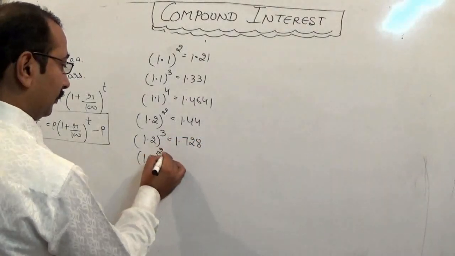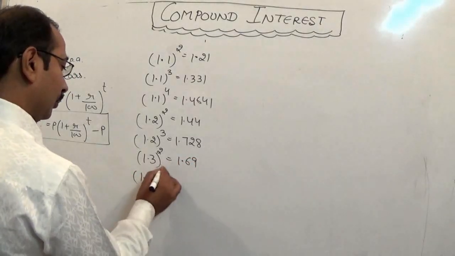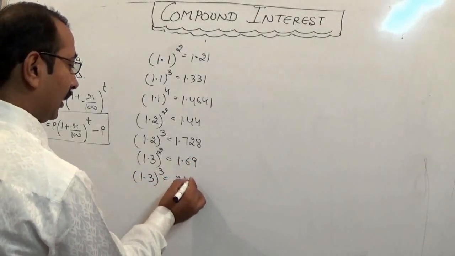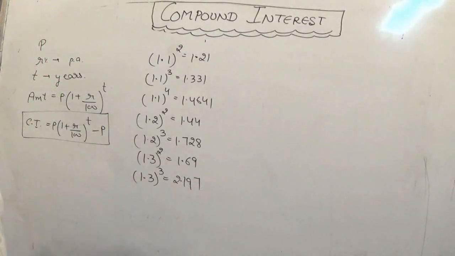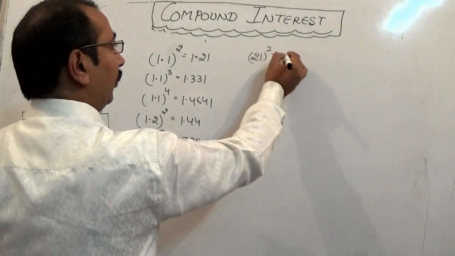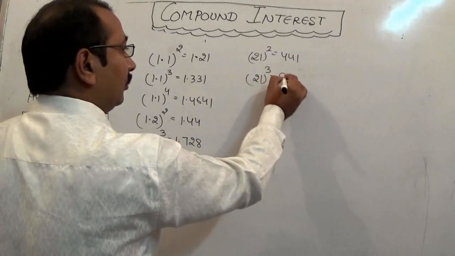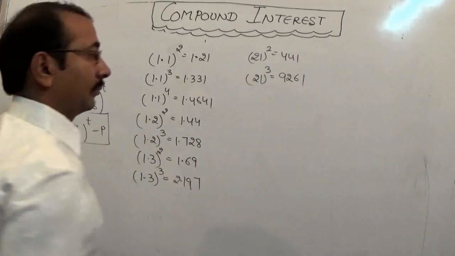1.3 square is 1.69. 1.3 cube is 2.197. 21 square is always equal to 441. 21 cube is equal to 9261.